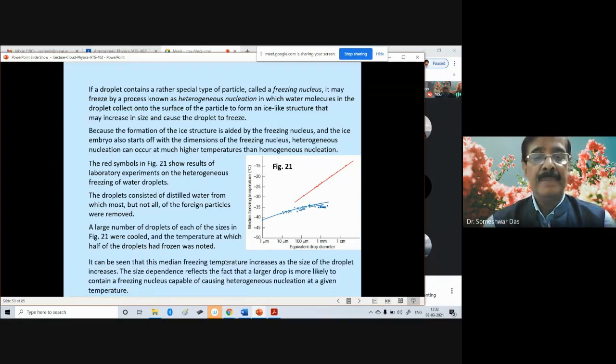It can be seen that the median freezing temperature increases as the size of the droplet increases. The freezing temperature increases for a larger size. For example, for 10 micron size or 100 micron size, the median freezing temperature is also increasing from -40 to -35 to -30 and so on. The size dependence reflects the fact that a larger drop is more likely to contain a freezing nucleus capable of causing heterogeneous nucleation at a given temperature.